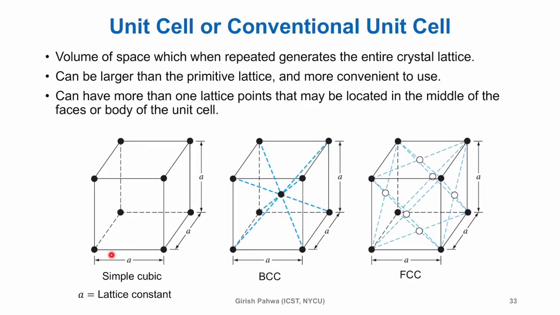For simple cubic, this is the unit cell. In the simple cubic case, the unit cell and the primitive unit cell are actually the same. For BCC, this thing is a unit cell. The primitive unit cell was different. You have seen what the primitive unit cell was, but this is a unit cell, and it has how many points? Two points, not one point. But if you keep generating this thing, it will be able to generate the whole lattice without gaps. Similarly, for FCC, this is the conventional unit cell.